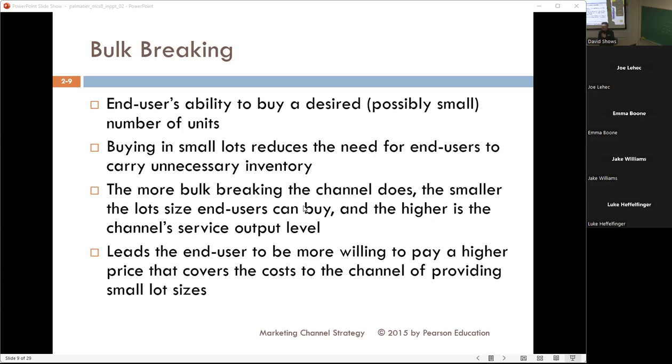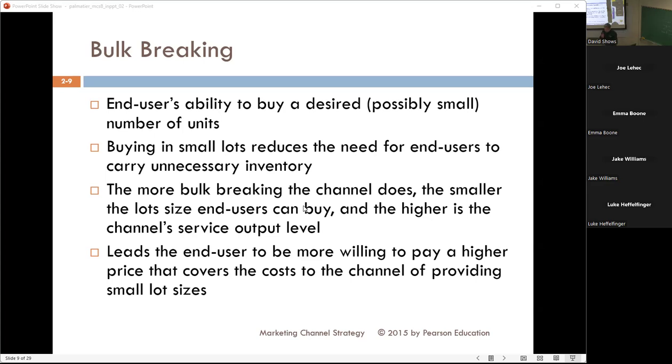Because as a consumer, it reduces the need for me to carry unnecessary inventory. So one of us can carry inventory, either the store that I go to or my home. And depending on which one carries the inventory, that determines what the price is going to be. Well, if inventory has to be carried at the store, they're going to make you pay. However, if you buy in a large size and break bulk at home, well, they'll give you a break.